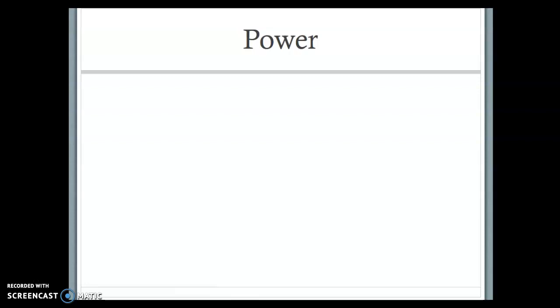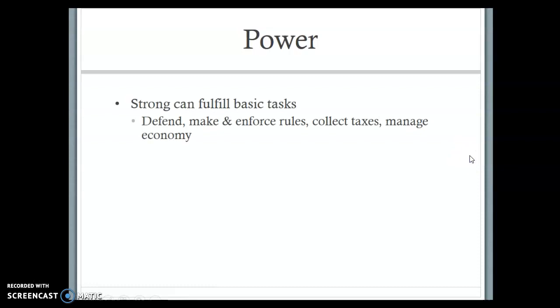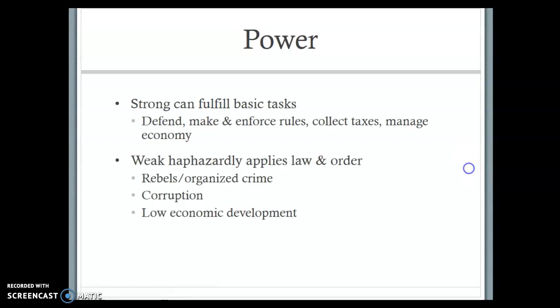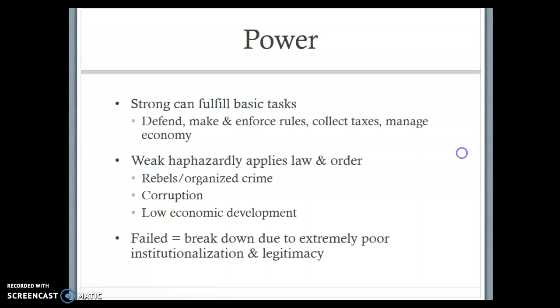So we talked before about power, and that is the ability to exert one's will on someone else. And for states, they're pretty much categorized in these three ways. You have strong states, weak states, and then failed states. A strong state just means one that is actually able to fulfill basic tasks. So it can achieve the things that are responsibilities of a state. It can defend itself, it can make and enforce rules, collect taxes, manage the economy.